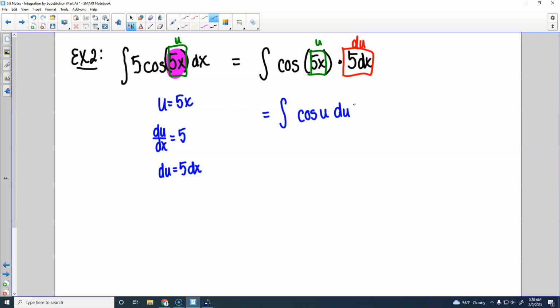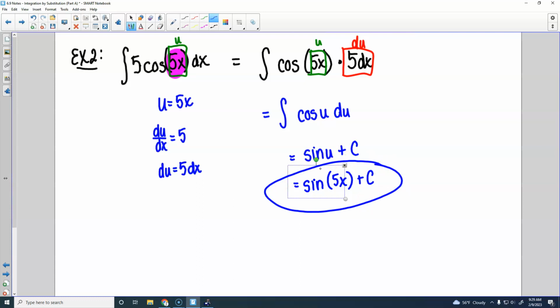Okay, cosine of u du, we should be able to integrate. What is the integral of cosine of u? Sine. So, sine of u plus c. Got to remember that there. And then we're just substituting back in. Our u was 5x, so we're going to do sine of 5x plus c. And that will be our answer. You can always take the derivative of this to check to make sure that it works.